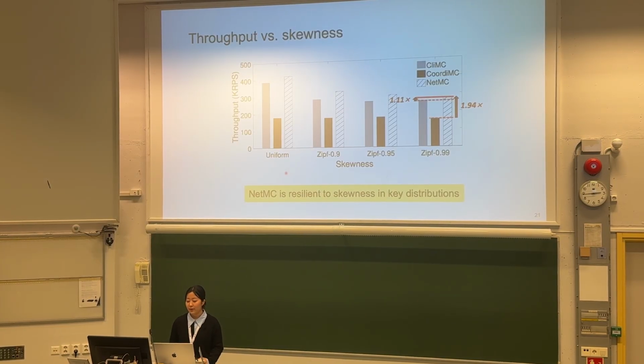First, we compared throughput under different skewness levels using a key value store, TommyDS. In the graph, the gray bar represents ClientMC, the navy bar is CoordMC, and the hatched bar indicates NetMC. As the result shows, NetMC consistently outperforms the baseline methods, regardless of the workload. Under heavy skew, NetMC achieves 11% higher throughput than ClientMC, and nearly 2 times higher throughput than CoordMC. So NetMC is resilient to the skewness in key distributions.